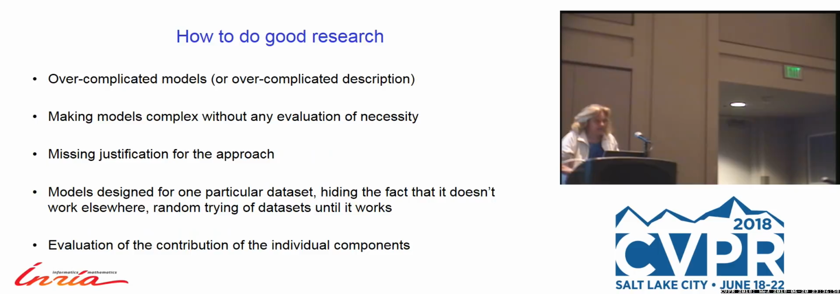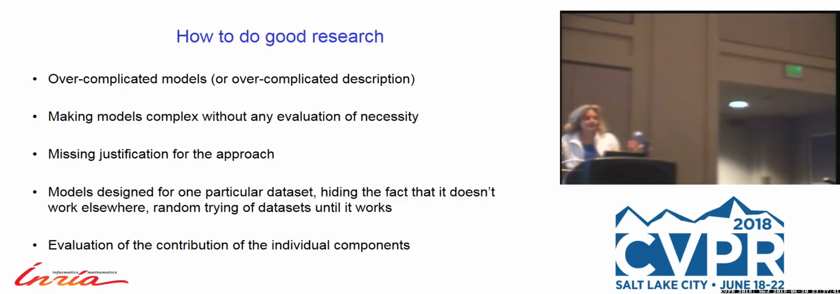And then the other thing, how to do good research. Avoid overcomplicated methods, which goes along with overcomplicated descriptions. In many cases, people just try to overcomplicate the methods to make their paper look better, right? So instead of proposing some simple approach, which they know works and maybe nobody would accept it, they just add a few layers and a few more components to make it look better. And so I would suggest not making the models complex without evaluating why it's necessary. It's very important that if you make a complex model, you evaluate the necessity and justify why the model is complex and what the different components of the approach are. So that goes along with evaluating properly the individual components of the approach.